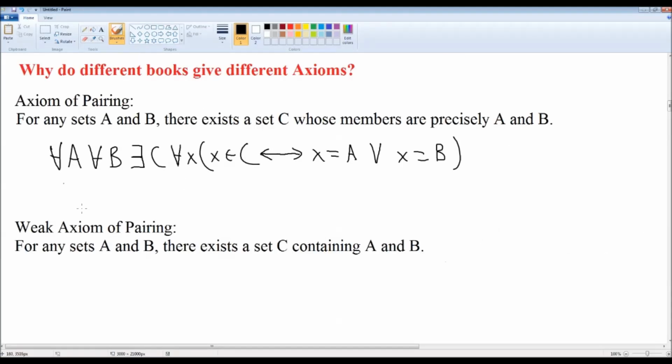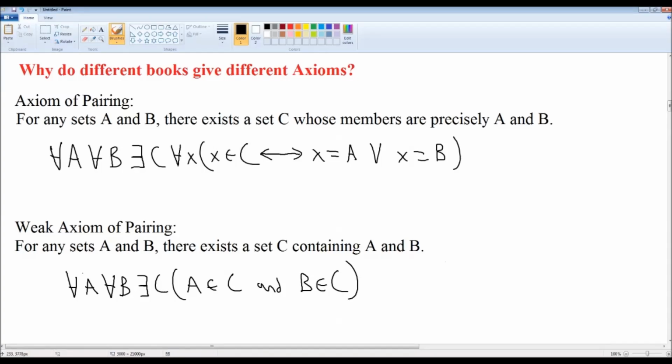Now here's a warning. Not all books give the axiom of pairing as I've given it here, but some of them give a weaker version, which I'm going to call the weak axiom of pairing for now. It merely says that for any sets A and B, there exists a set containing A and B without specifying whether or not the set might contain some other garbage as well. Let's write that in quantifiers, shall we? For any sets A and B, there exists a set C, so that what? Well, C contains A and B. So that means A is an element of C and B is an element of C.